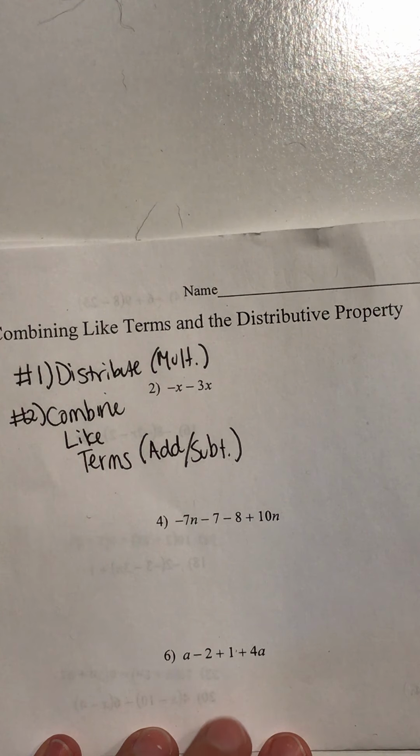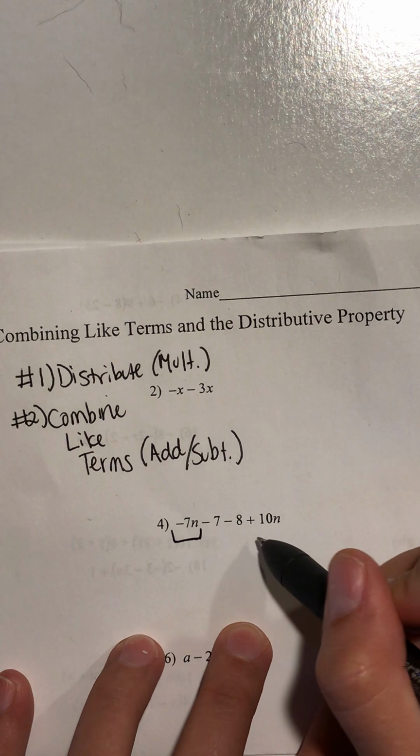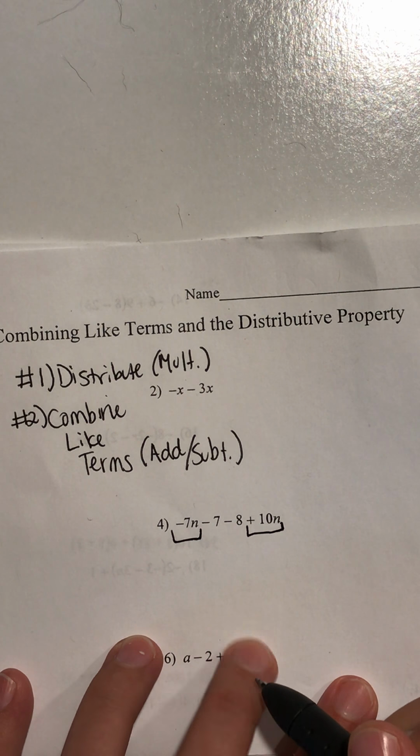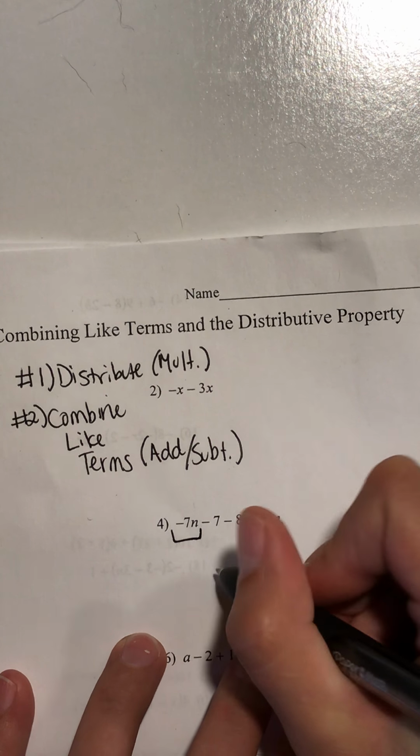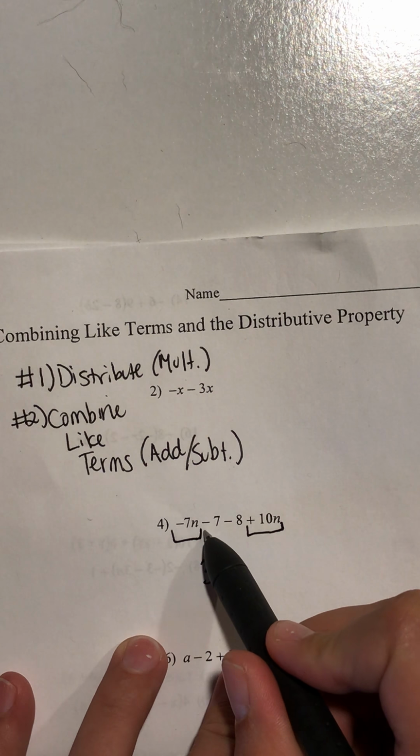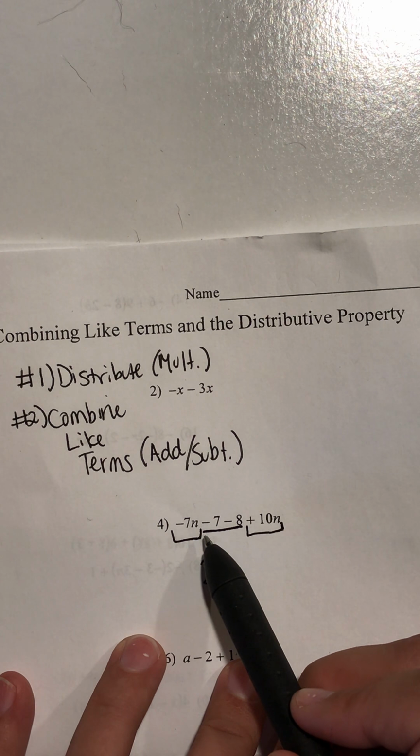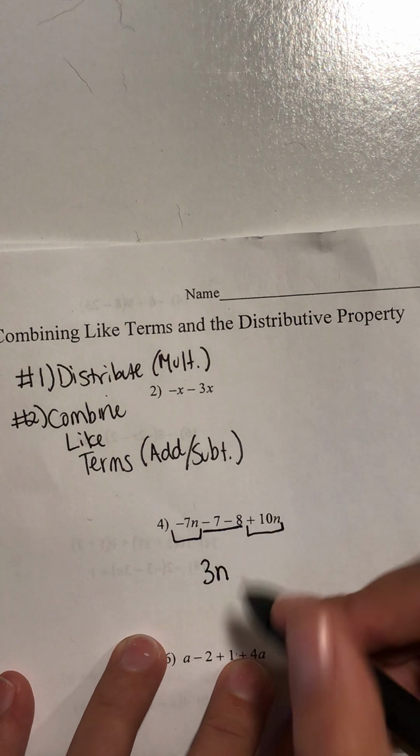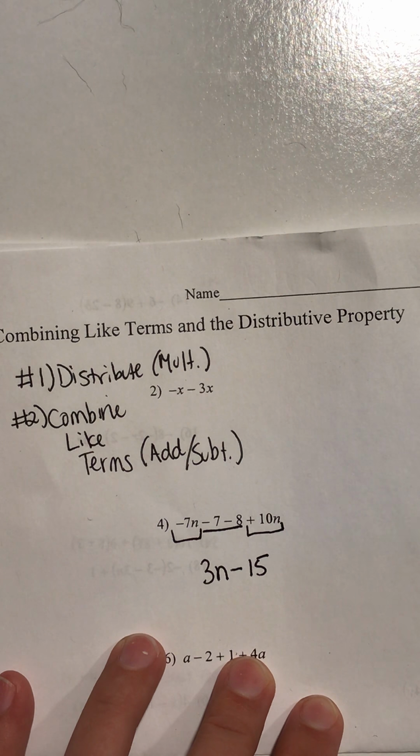If I do one of the more complicated ones, such as number 4, I notice that I have a negative 7n and a positive 10n. When I go to put that in my calculator, I do negative 7 plus 10, and I get 3. The same letter drops. And then I look at my other two numbers. Both of those do not have letters. Those are called constants. And I put that in my calculator, negative 7 minus 8, which is a negative 15. Notice how that negative sign also took on the minus sign.